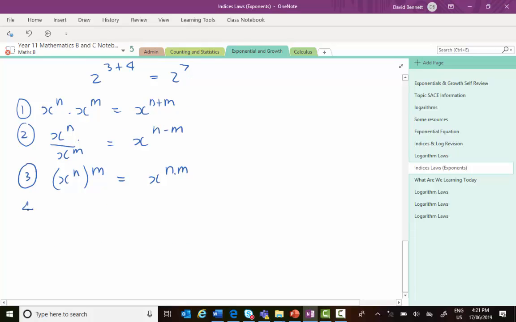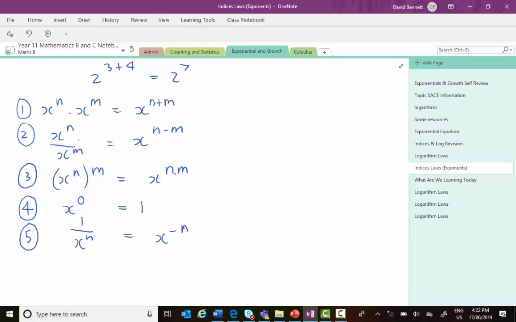Next one. This one relates to anything to the power of 0. Anything to the power of 0 is in fact equal to 1. So that's actually quite a useful one to use. Rule number 5. If we have x to the minus n, that's 1 over x to the n. When we bring something up to the top line, we change the power to a minus power. So when you bring something up or bring something down, you change the power to whatever the opposite is. And generally, that's probably the one we do the most of.